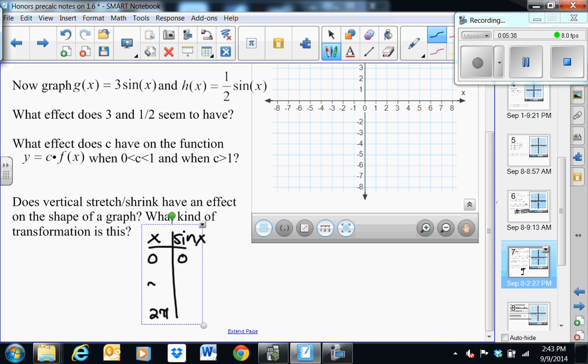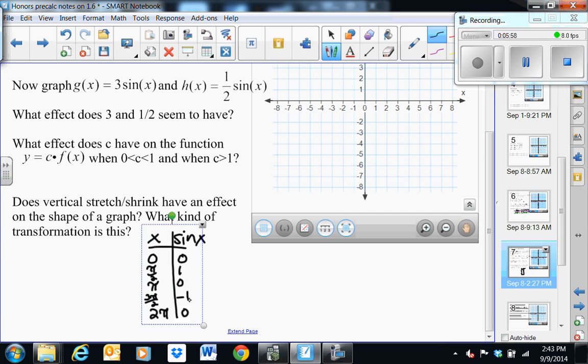So we're going to pick our major points in between there. We have 0, pi, and 2 pi, all of which is where sine is going to be equal to 0. And then we have pi over 2, and at pi over 2, sine of x is equal to 1. And then we have 3 pi over 2.